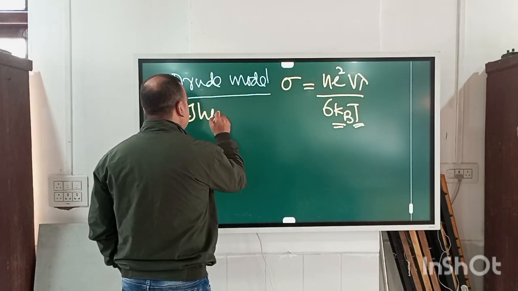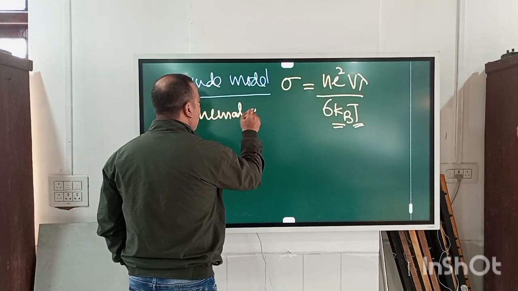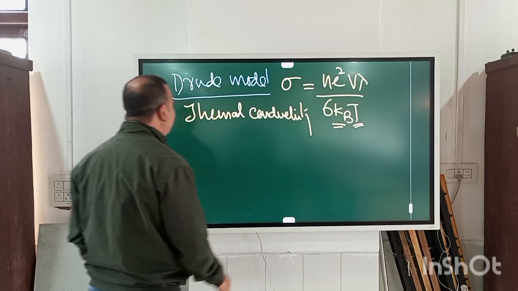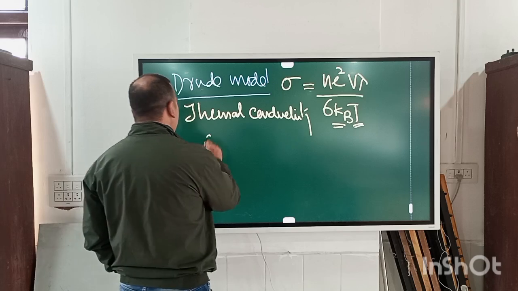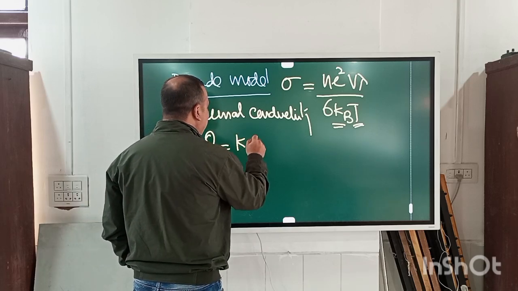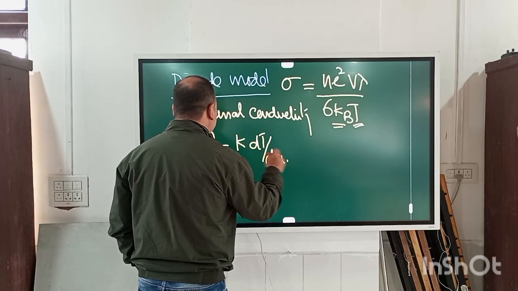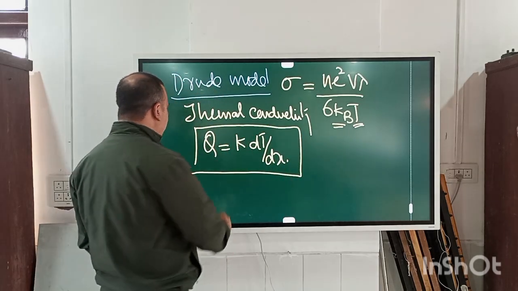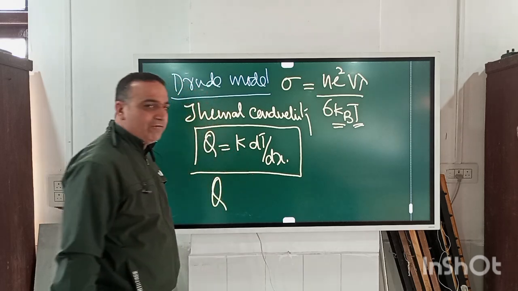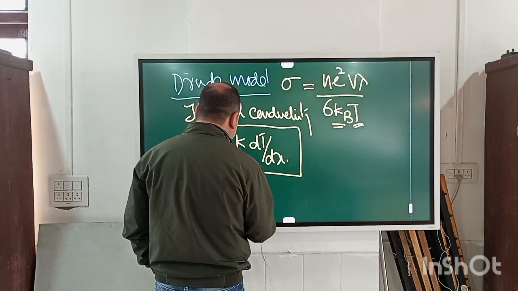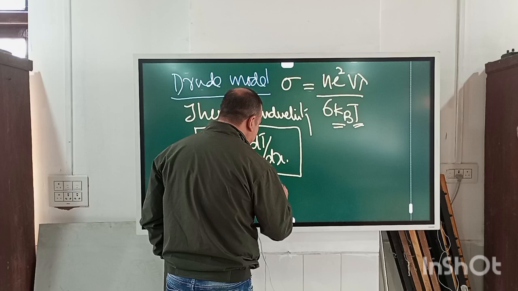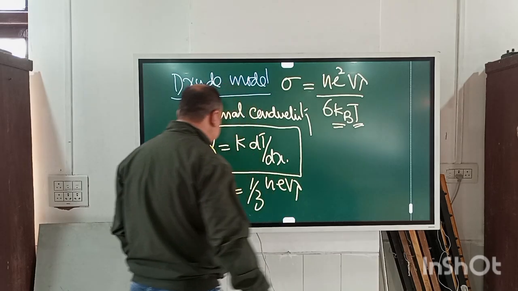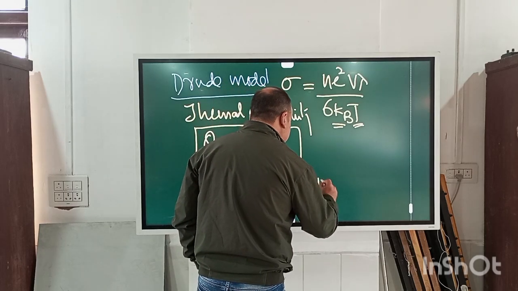And the other approach that we had gone to was the thermal conductivity. In case of thermal conductivity, what we have obtained is Q equals K dT by dx, and we were looking for another heat flow expression in view of kinetic theory of gases, and that Q is 1 by 3 N E v lambda dE by dx.